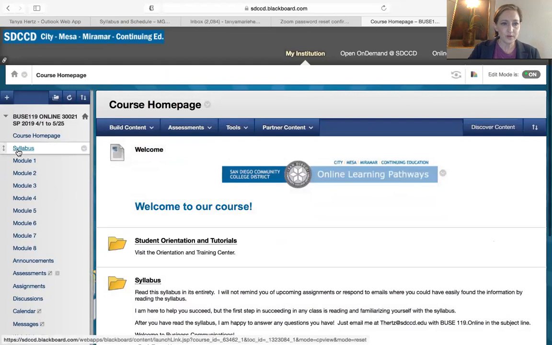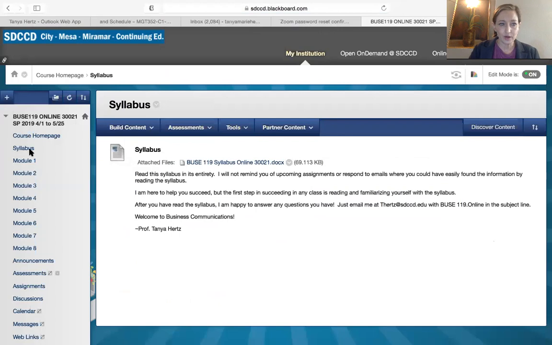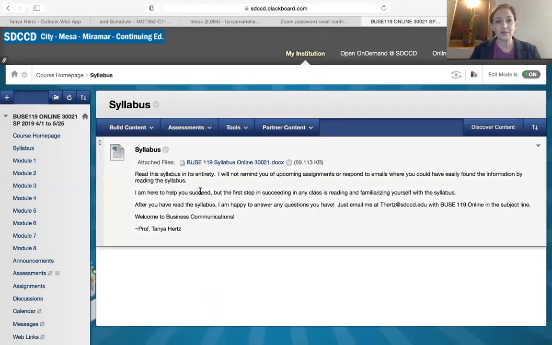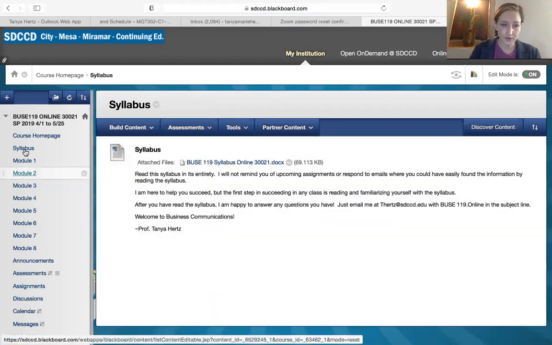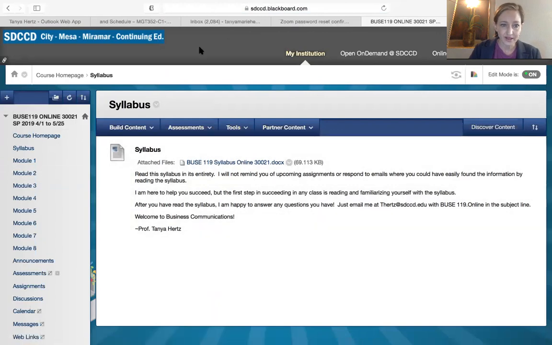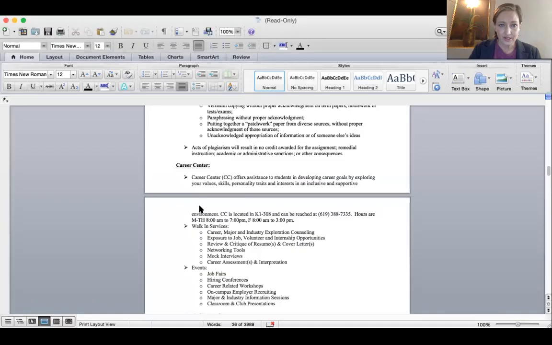One of the first things that you'll want to do is go ahead and download that syllabus. It's available over on the left-hand side. You want to read this syllabus in its entirety. So after clicking on here, you go ahead and download it there. And let's go ahead and look at that here together. So here's the syllabus itself.